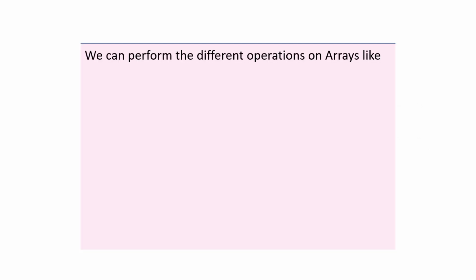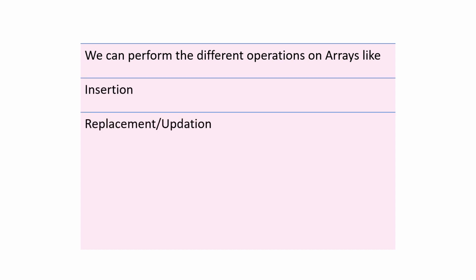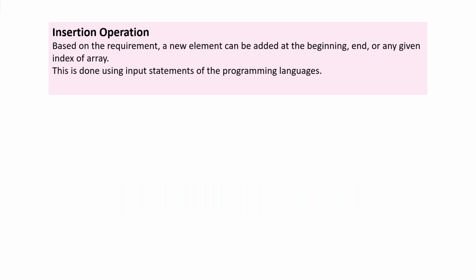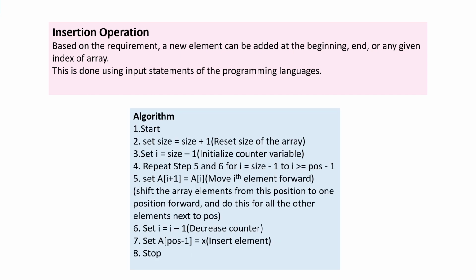And then we can perform different operations on arrays like insertion, replacement or updation, deletion, traversal and searching. And we can see them one by one. First, we can see the insertion operation. Based on the requirement, a new element can be added at the beginning, end, or any given index of an array. And this is done using the input statements of the programming languages.